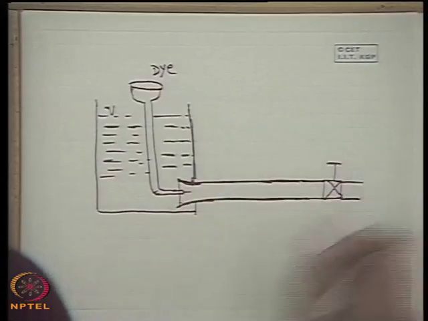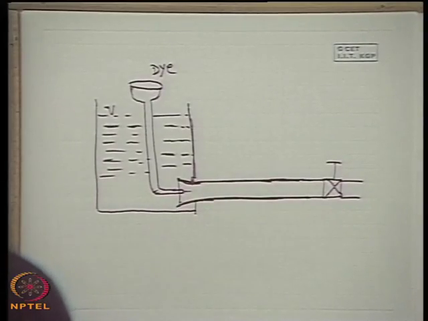Now, let us therefore start from that classical experiment by Reynolds at the end of the 19th century, when he first demonstrated the two distinct kinds of flow. One is a laminar flow, another is a turbulent flow. Well, let us see the experiment. So, the experiment is like this.